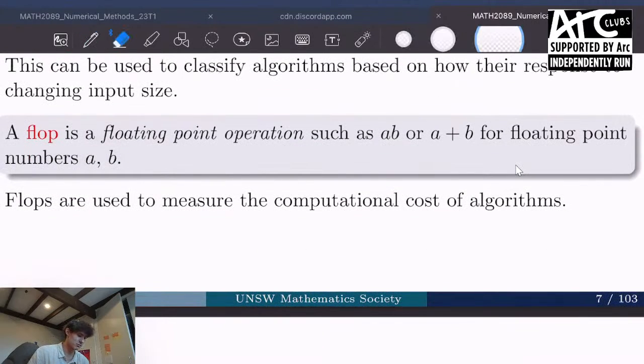Now, a flop is a floating point operation. So that's any multiplication or addition of floating point numbers. Flops can be used to measure the computational cost of an algorithm. So if we know some algorithm and we know roughly how many flops it is, then we can estimate the computational cost of it.